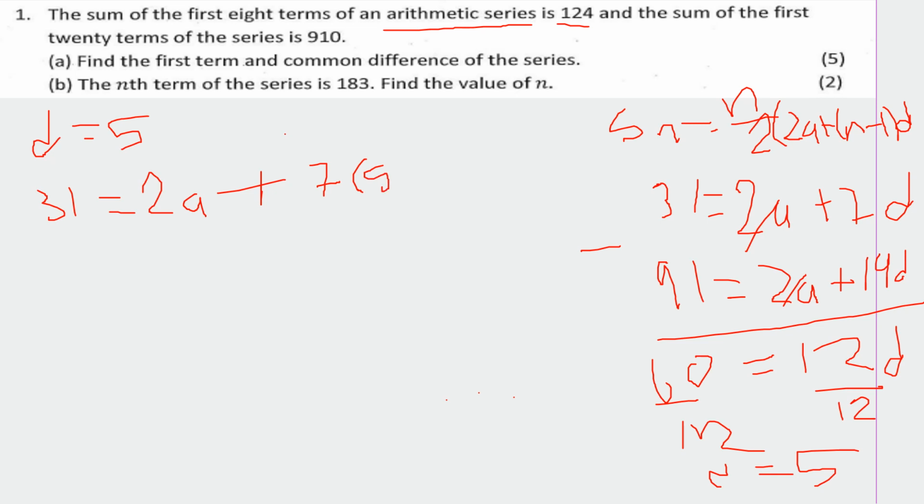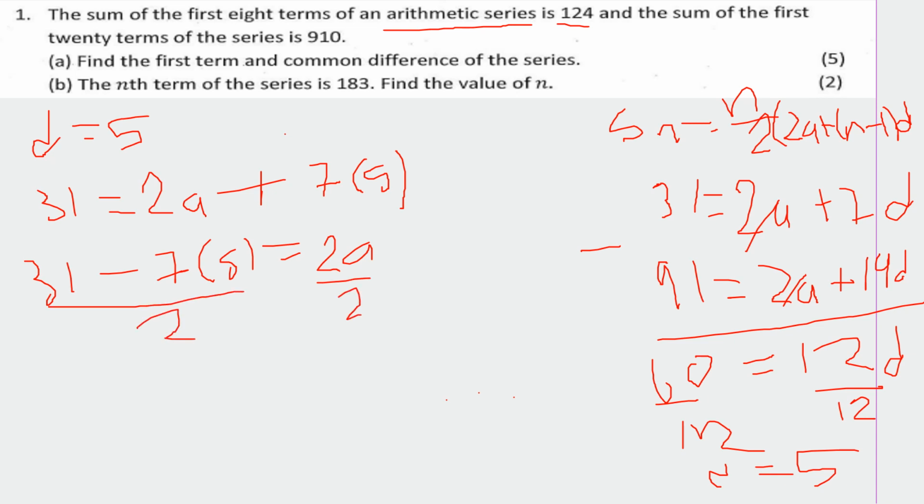Which is 5. So I'm just going to transpose this one here. It's going to be 31 subtract 7 multiply by 5 is equals to 2a, and then I will divide both sides by 2. And then I just put everything on the calculator.